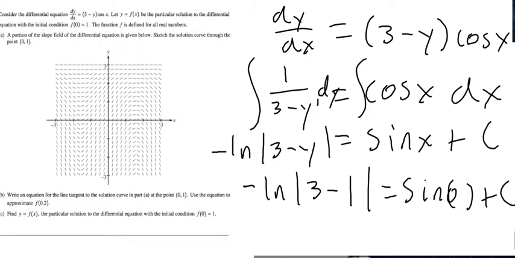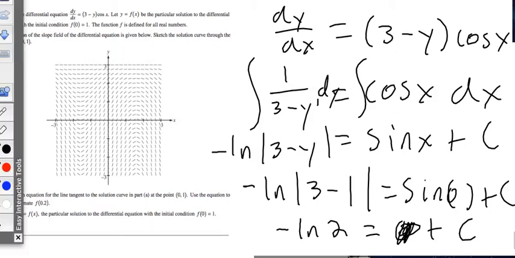Absolute value of 2 is 2, so this is negative natural log 2. And that's equal to the sine of 0, which is 0, plus c. So there we go. We have our c value. And I'm kind of skipping some steps so I can save some space. But I think all the big picture stuff is here.